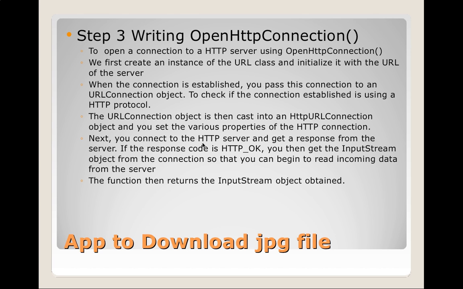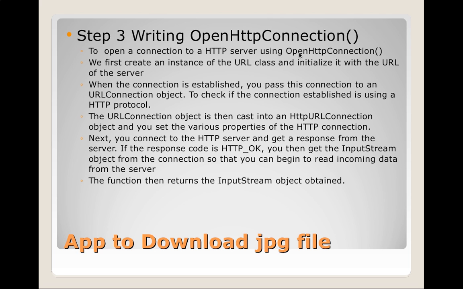So we're going to write an open HTTP connection. This is not using a web browser. This is an application that's going to access the internet, get a file, download it, and show it in an image view on a phone. So you open up a connection to the HTTP server using open HTTP connection. This is the same method, the same object that you're using in a regular old Java program, actually.